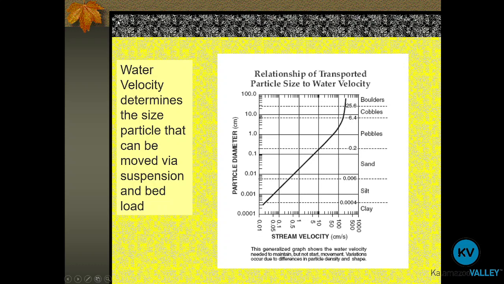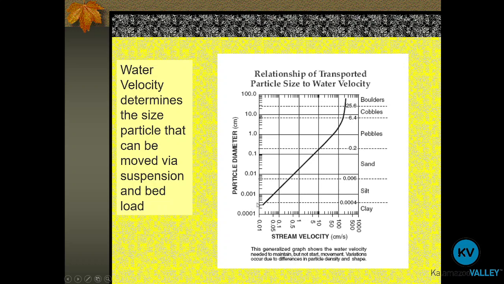So if we take a look at the y-axis, we have the particle diameter. So we have increasing particle size or grain size from clay and silt, the smaller ones, all the way up to cobbles and boulders, the much larger ones. And on the x-axis, we have increasing stream velocity. In between these two factors, they have a mostly linear relationship, meaning that is an even, unchanging slope for the most part until we get up to the cobbles area.